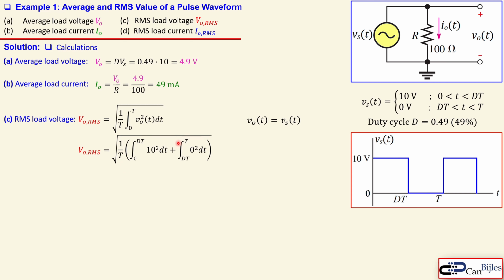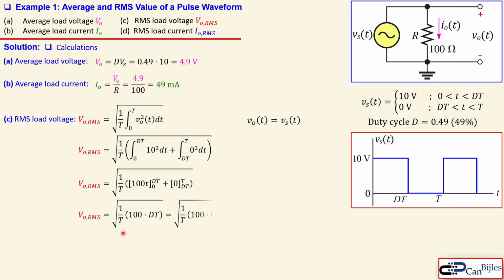Now this part is 0, so that will go, and this is just 100, so what you get here is 100, and then since you integrate this, there will be 100t, and you need to evaluate that between 0 and dT. Similar for the second part, but that will go for sure. And then what you have here is 100 dT, and the square root of 1 over T times this part. Now you see that the T here and the T there will cancel each other out, so it doesn't matter what the period is, it's just about the duty cycle.